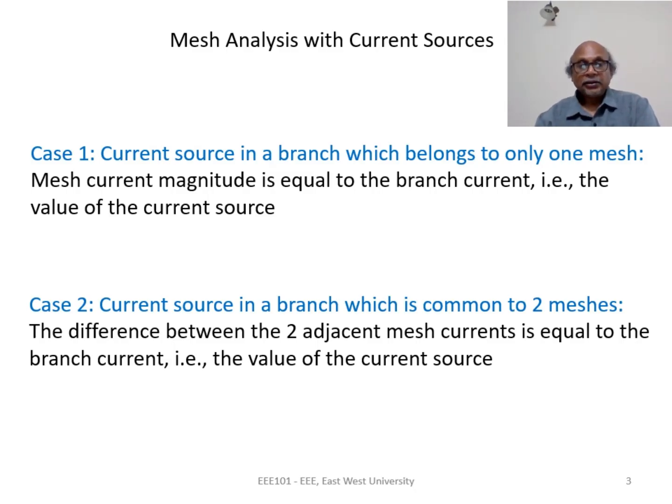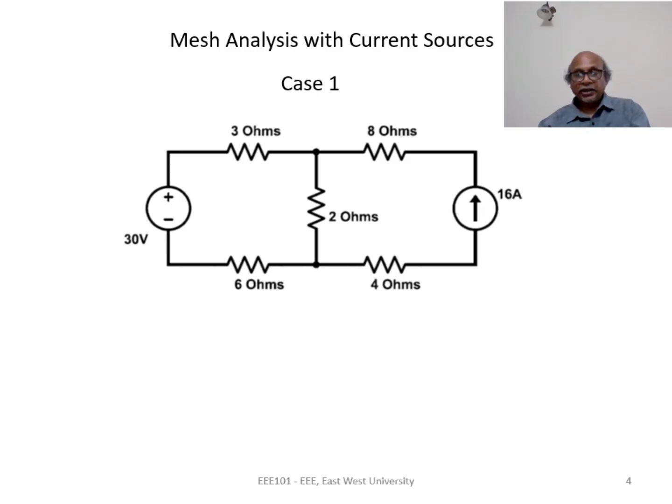In case 1, the current source is in a branch which belongs to only one mesh. In this case, the magnitude of mesh current and branch current are equal. The branch current is equal to the value of the current source, so the mesh current magnitude is equal to the value of the current source. In case 2, the branch current is again equal to the value of the current source, and that branch current is equal to the difference of the two adjacent mesh currents. So the difference of the adjacent mesh currents is equal to the value of the current source. Let's look at case 1 first.